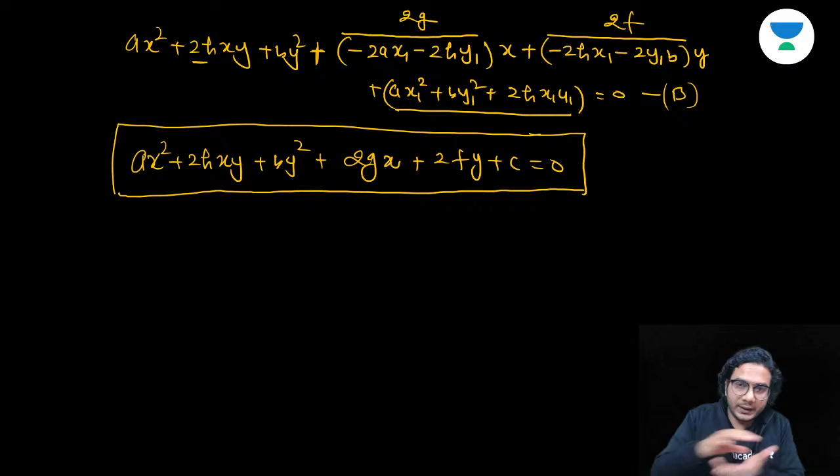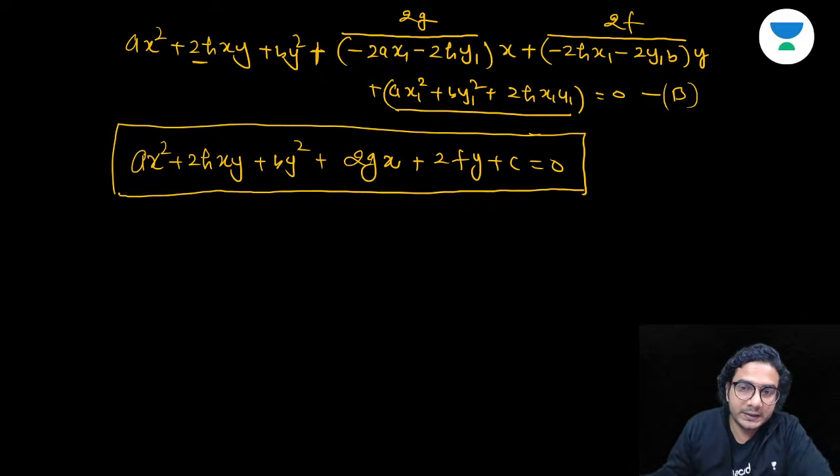If we shift the 2-degree homogeneous equation to h comma k with respect to the origin, then this equation will be transformed into this form: ax square plus 2hxy plus by square plus 2gx plus 2fy plus c is equal to 0. This is called the 2-degree general equation.